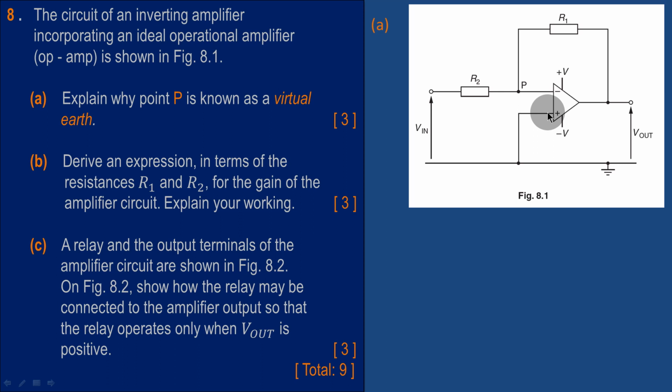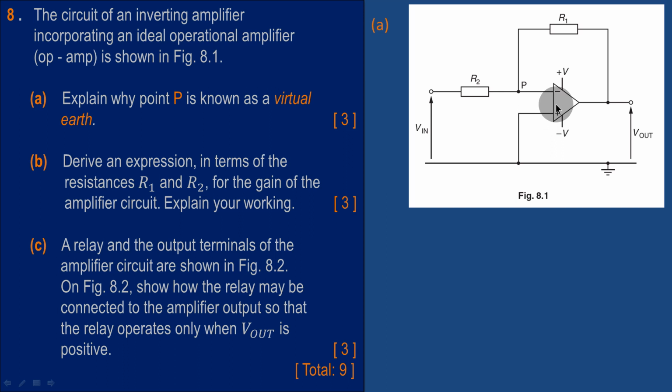That is the first point. The second point is that we observe that the non-inverting input is 0 volts because it is connected to the earth line. Since one of the inputs is 0, and the difference between the two inputs must be very, very small, it means that this inverting input must be very close to 0. I will repeat that because it is very important.